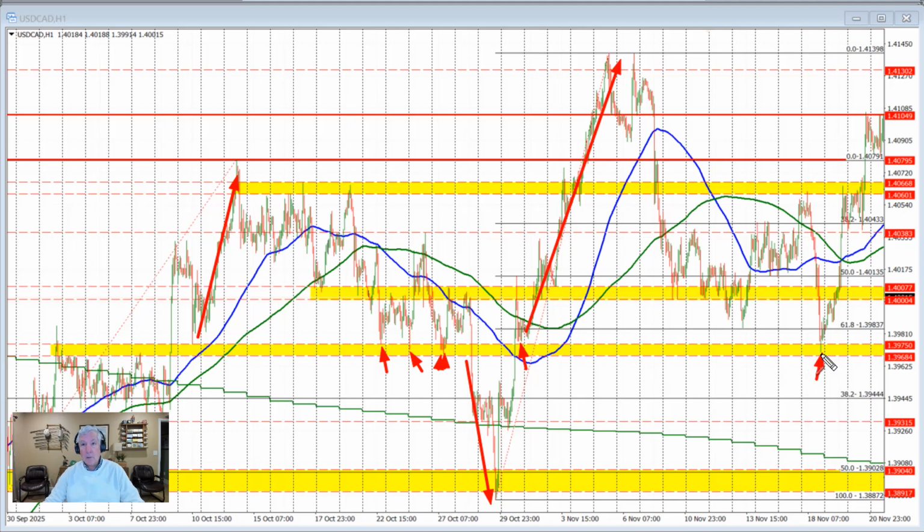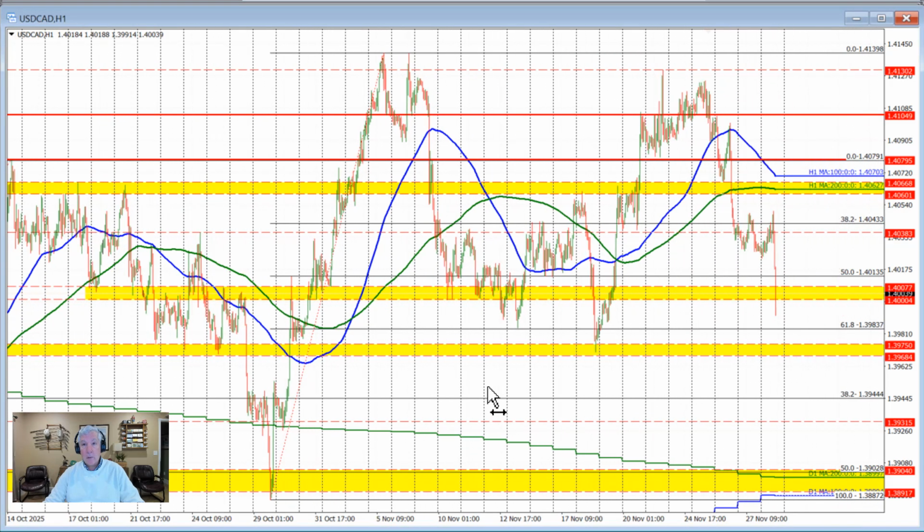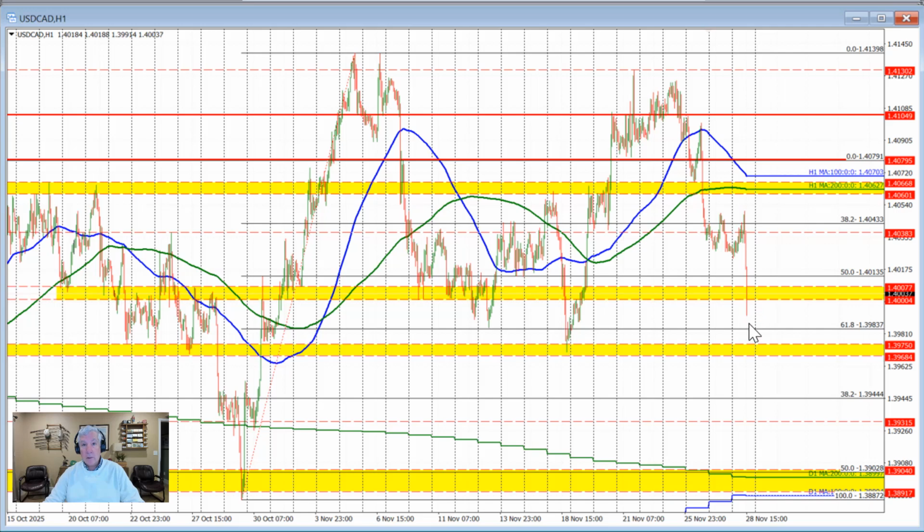A week or so ago, the price came back down to that level, found support buyers and pushed to the upside. And then if I just fast forward to more to the current price, we are still above that level. But this area remains a key target on the downside, so keep that level in mind.